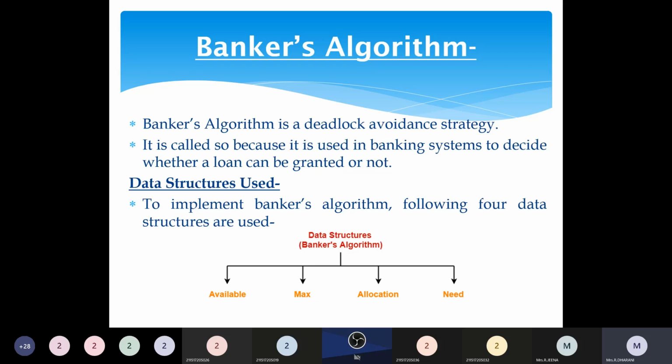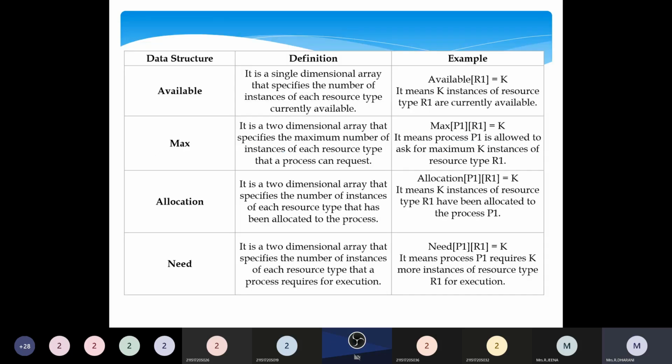Okay, so what are the data structures used in this Banker's algorithm? For implementing this Banker's algorithm, we use 4 data structures. One is available, and then max, allocation, and the last data structure is need. Let us see in detail about each data structure.